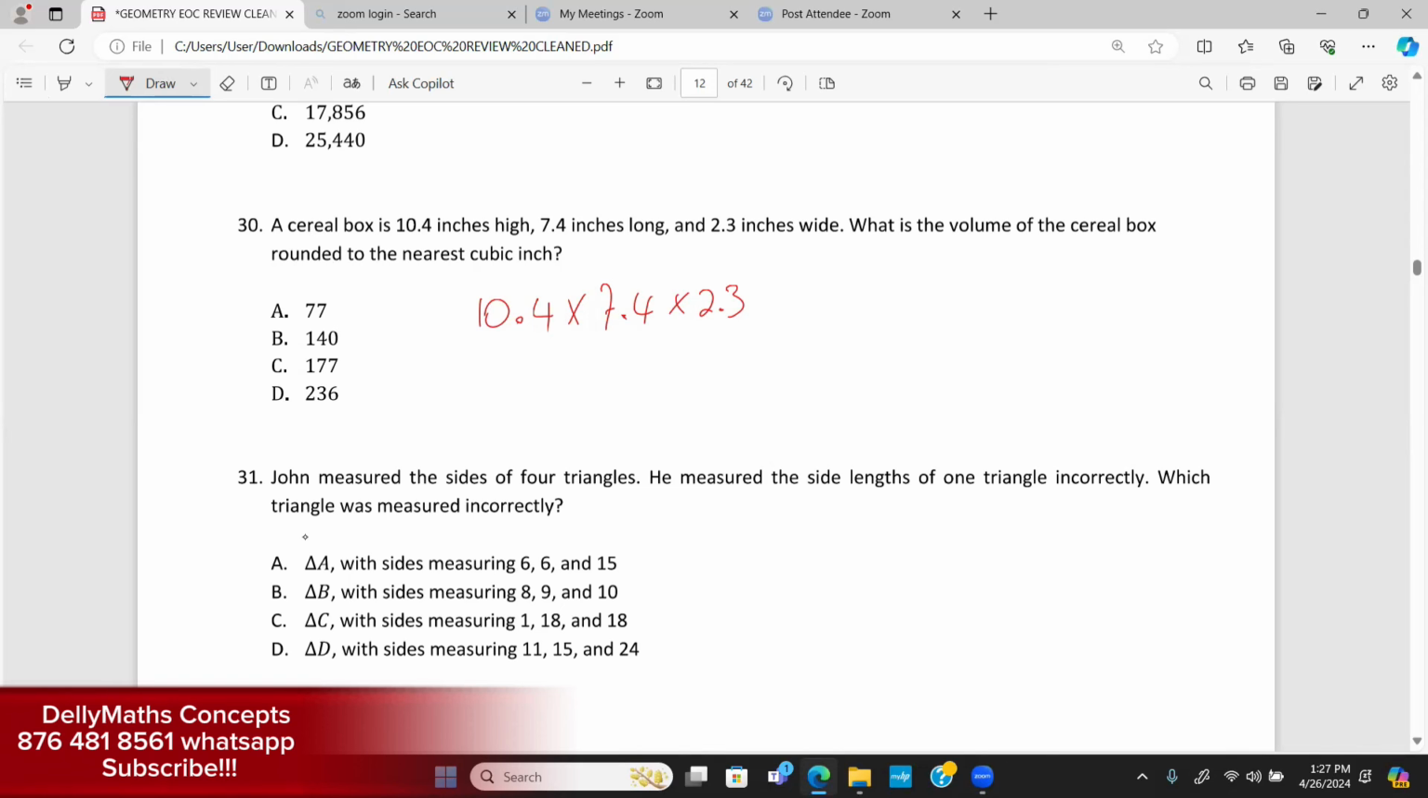177. What we're looking at here is inches. 177. Right there.